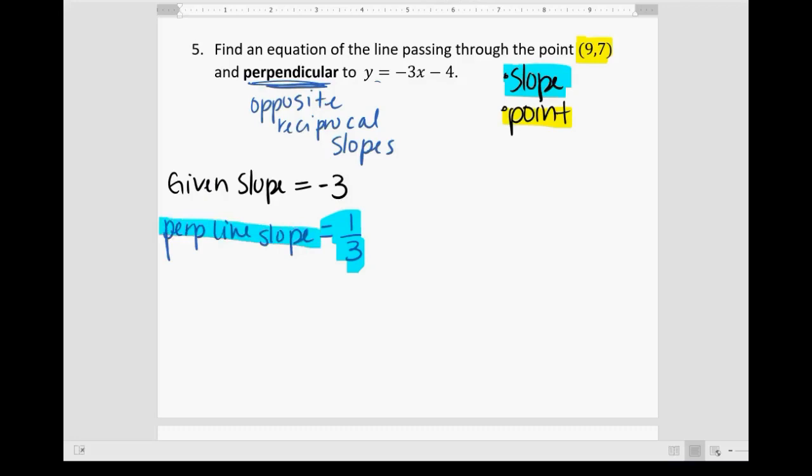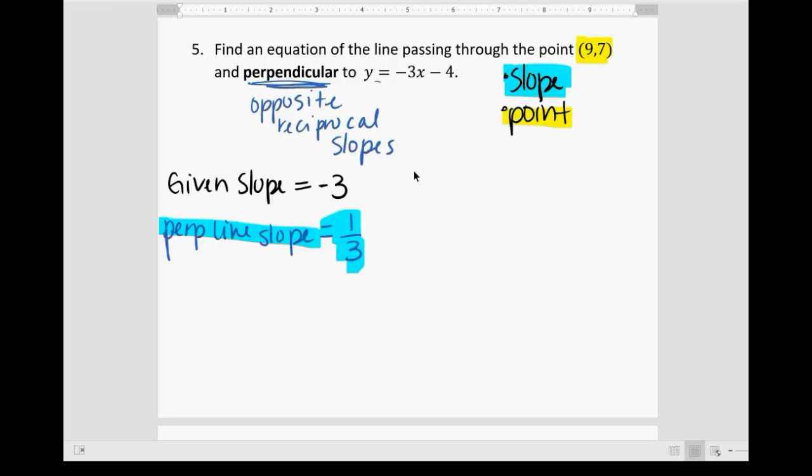Okay? Just so that you know, another way you could do it, if this problem was the same, but it said it's parallel to y equals negative 3x minus 4, then that means that we would use that exact same slope, because parallel lines have the same slope. Perpendicular lines, they're crossing at each other at a 90-degree angle, they have negative or opposite reciprocal slopes. So now we've got what we need to write our equation.